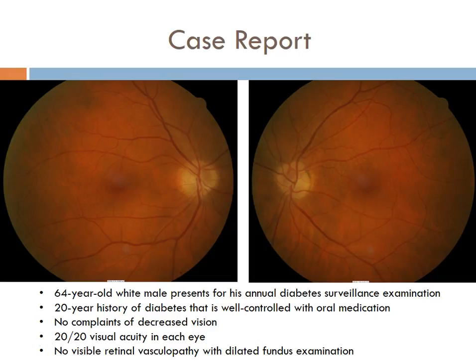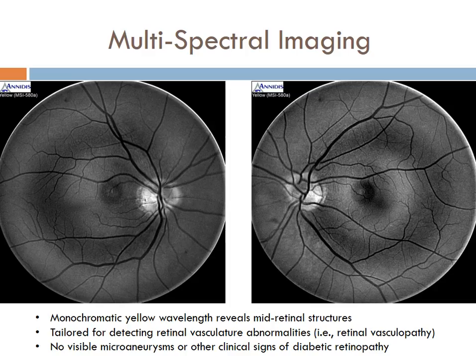And as you see on dilated fundus exam, he has no visible retinal vasculopathy. So based on the appearance, based on the observation, which is really the standard of care, that's what the definition is today, whether it's right or wrong. So based on the definition, this patient does not have, quote, diabetic retinopathy. That's based on the appearance, based on the observation.